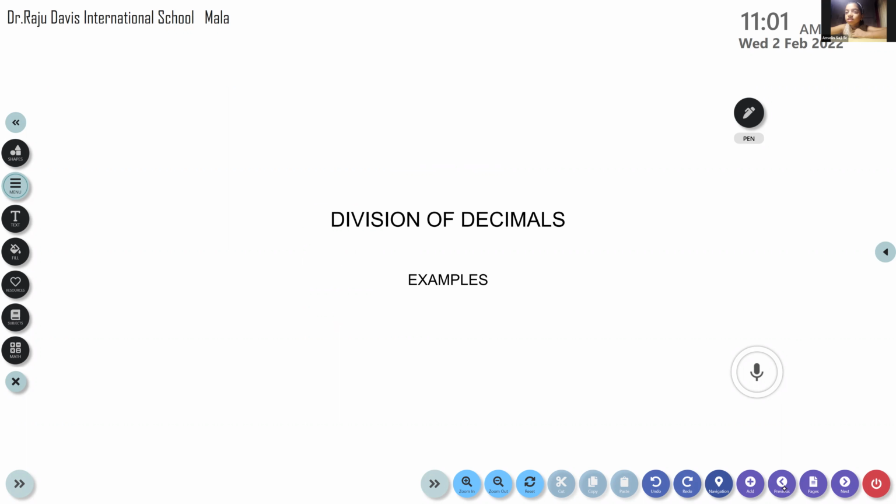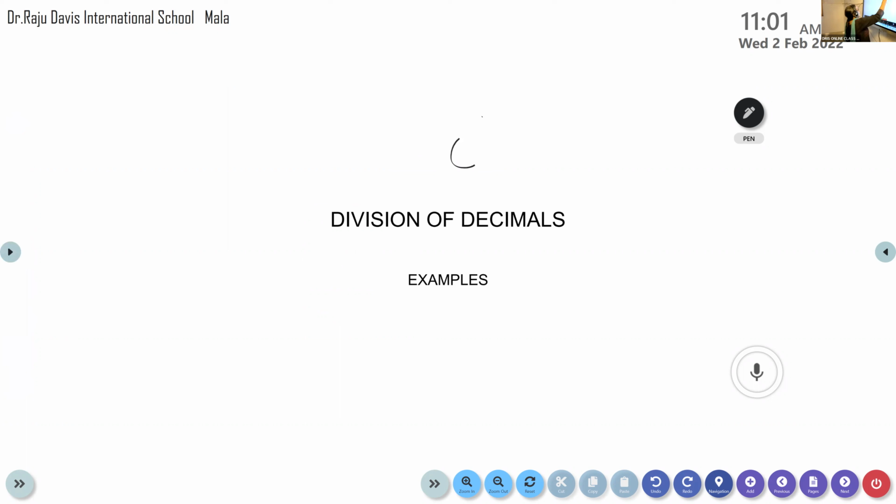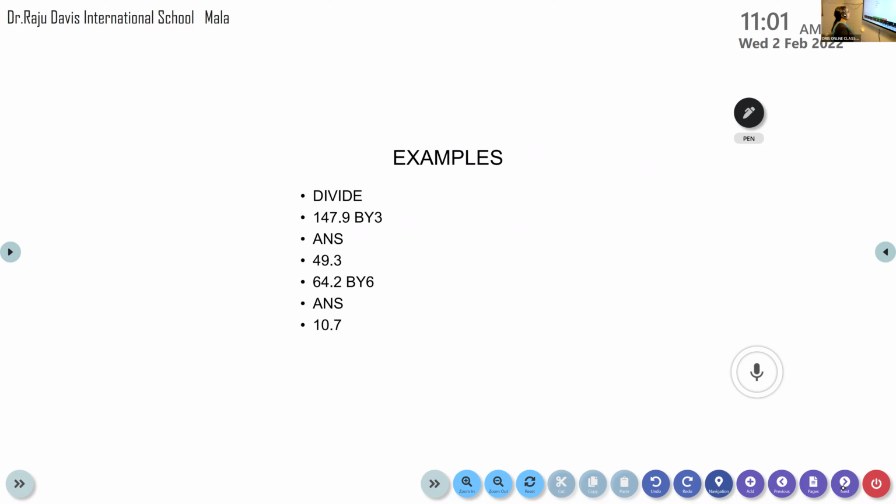Examples. Then class notes? Yes, class notes. Same chapter. Next one, ma'am. 147.9. Answer is also there, ma'am. You can divide. How will you divide? 4 threes are 12.